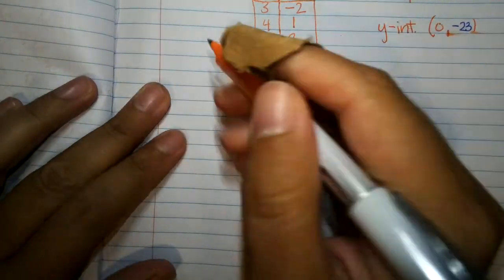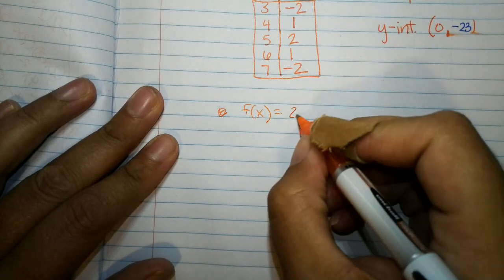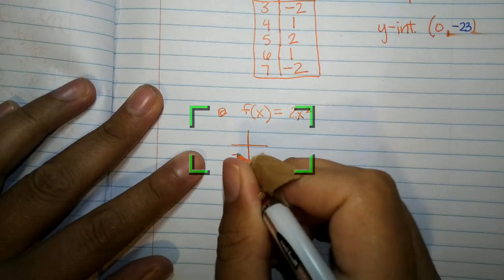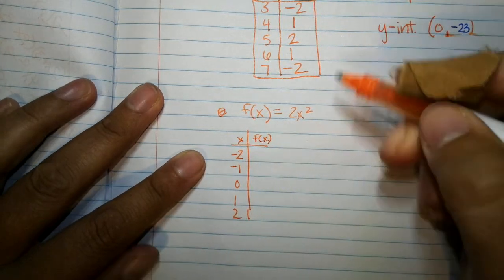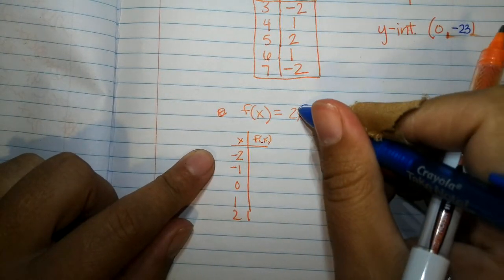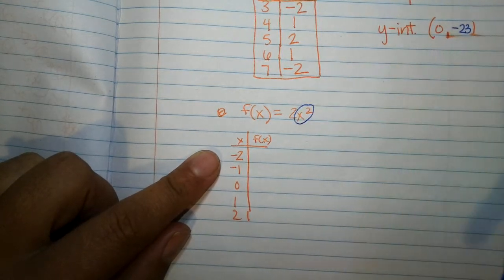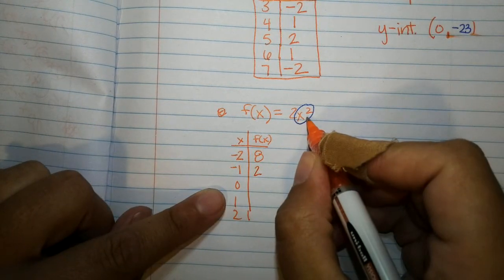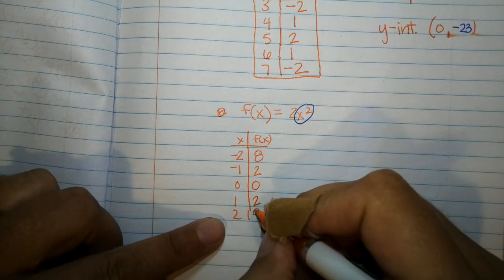Okay, I've got one more for us to try. Let's call this f of x equals 2x squared. Let's just try negative 2, negative 1, 0, 1, 2. We might have to adjust. If I plug in negative 2, please, please, please make sure you are squaring the negative 2 first. So negative 2 times negative 2 is 4, and 4 times 2 gives me 8. Negative 1 squared is 1, times 2 is 2. 0 squared is 0, times 2 is 0. 1 squared is 1, times 2 is 2. Guess what? If I plug in 2, I'm going to get 8.